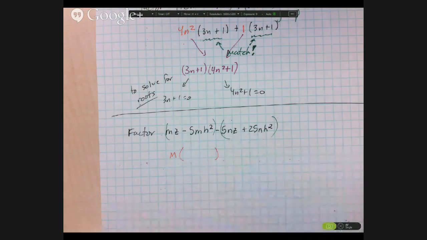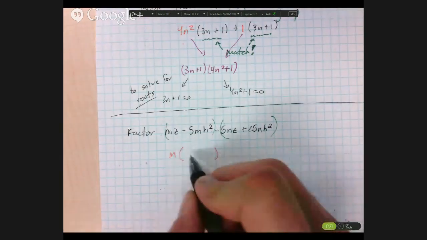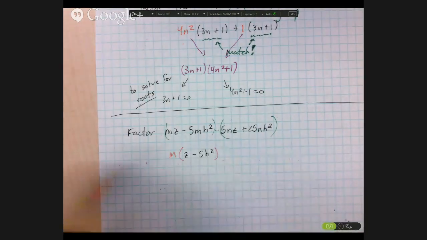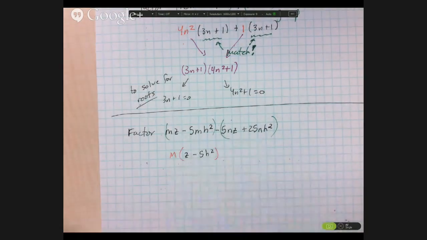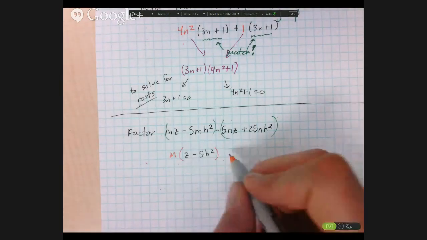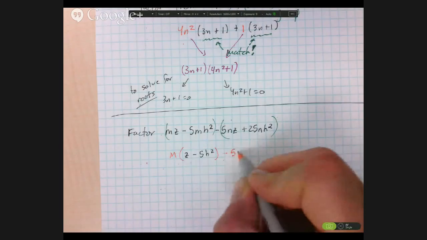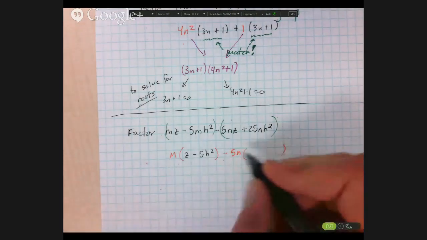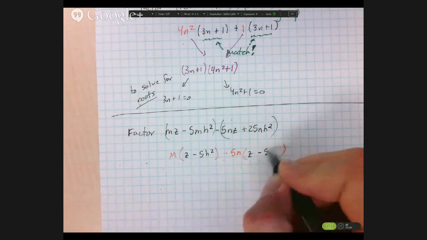Okay, let me show you something here. What's left in this one? z minus. We need that to match what we get here. Negative 5. Then we're left with z minus 5h squared.